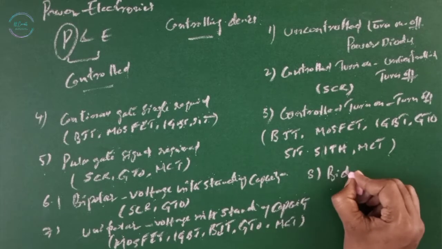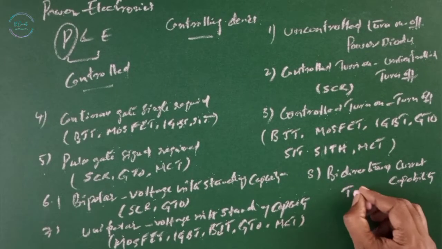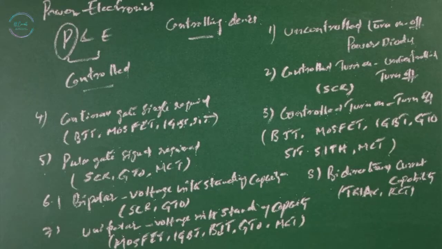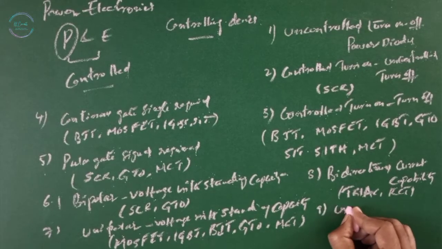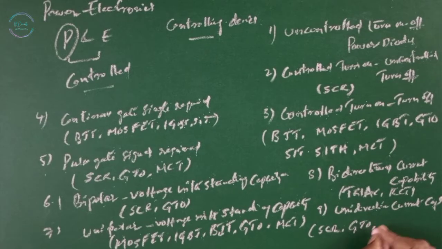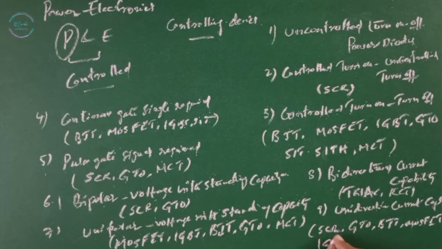Eighth one, bidirectional current capability: Triacs and RCT. These devices have the capability of handling bidirectional current. And unidirectional current capability: SCRs, GTO, BJT, MOSFET, IGBT, SIT and diodes. The switching device of a converter can be performed by more than one device. The choice of device depends on the voltage, current and speed requirements of the converter.